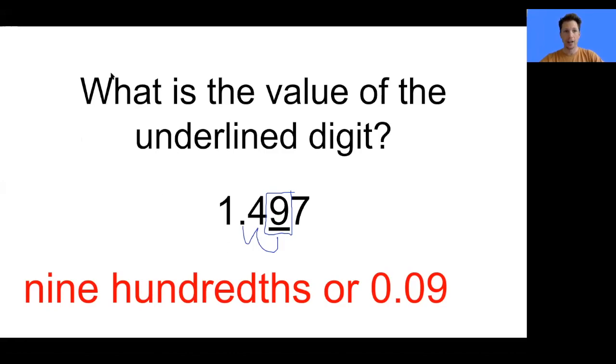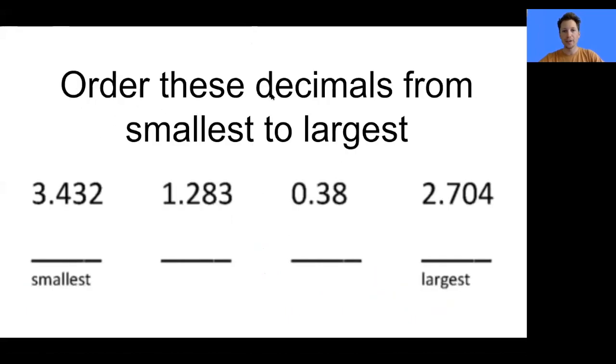0.09. Again, don't make the mistake of not including this 0 right here, because when we have 0.09, it shows that you have 9 out of 100. And that's exactly what is shown in our original problem. Next, order these decimals from smallest to largest.